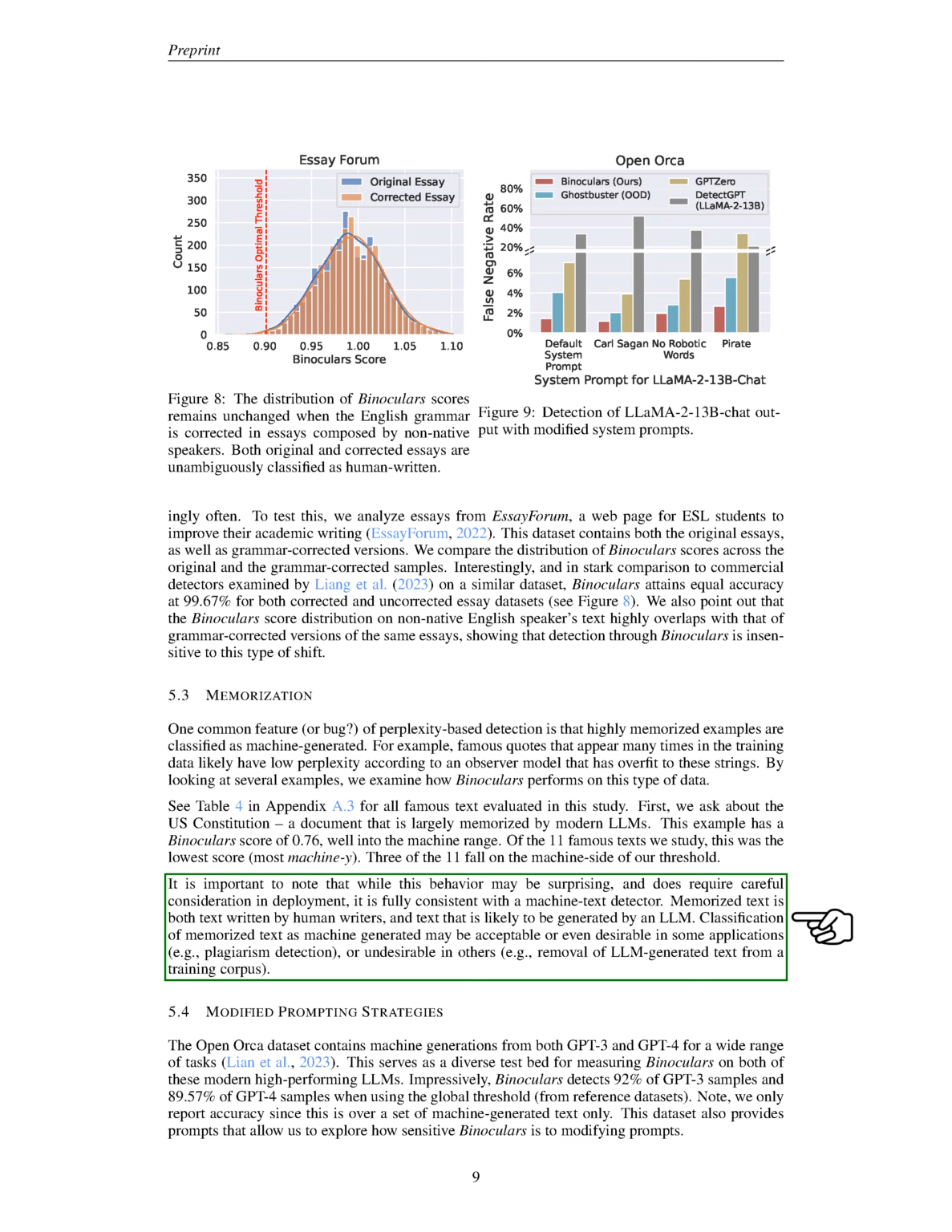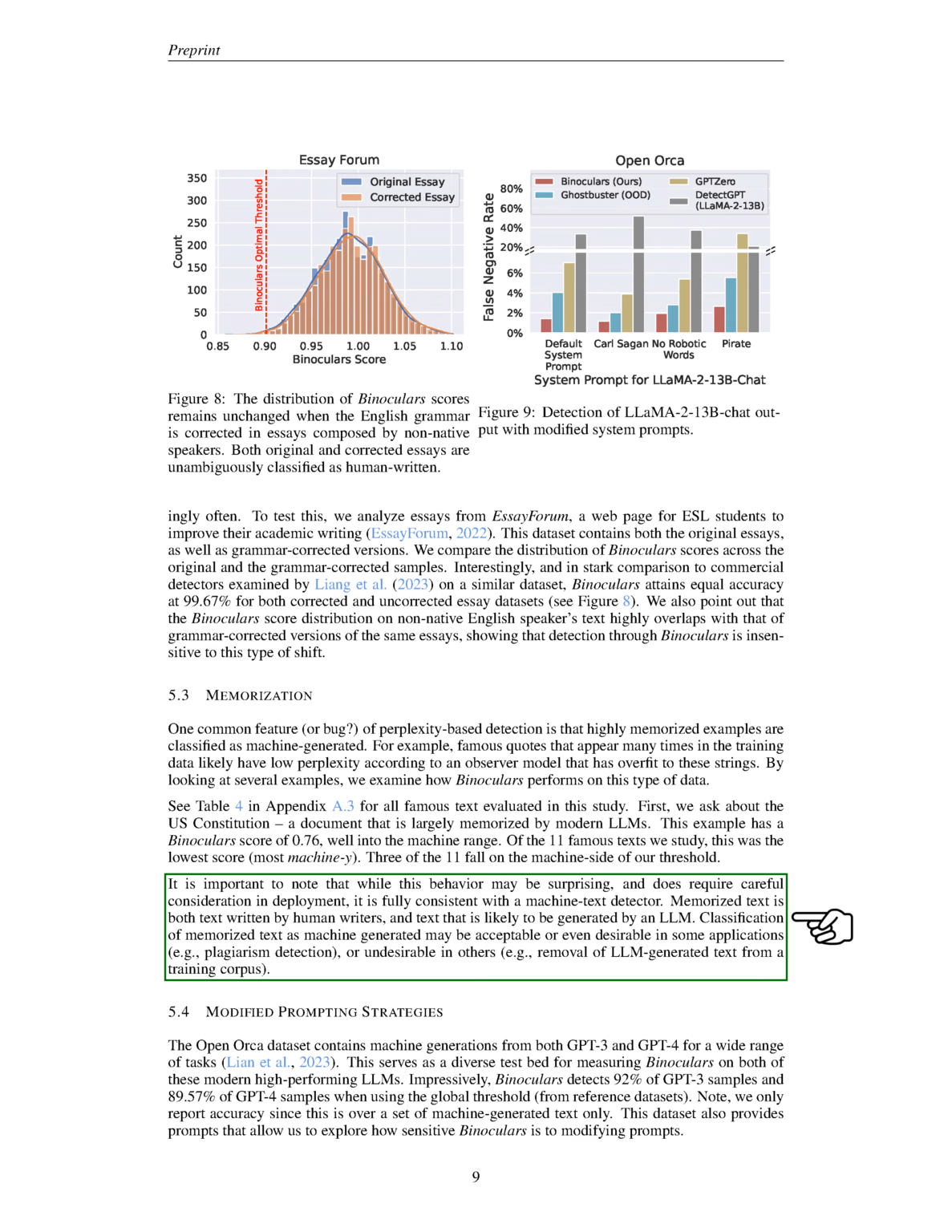While this might seem surprising, it's consistent with the nature of a machine text detector. Depending on the application, classifying memorized text as machine-generated could be either acceptable, for example, in plagiarism detection, or undesirable, for instance, when removing LLM-generated text from a training corpus. Section Summary. The section discusses the reliability of Binoculars in real-world scenarios.